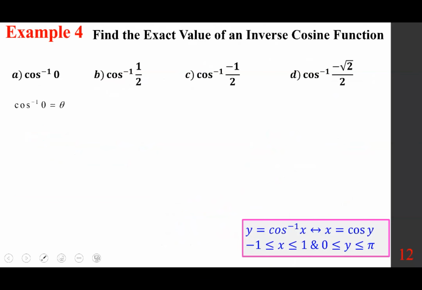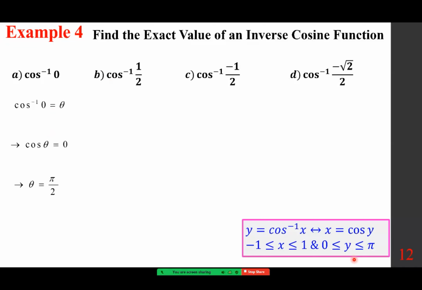All right. Find the exact value of an inverse cosine function. We want cosine inverse of 0, and let's say it's theta. So you have to set it equal to some variable: alpha, beta, gamma, theta. By definition, cosine of theta must be 0. A common arc, you know the answer: theta is pi over 2.